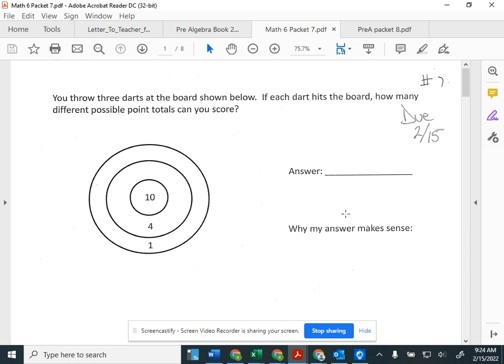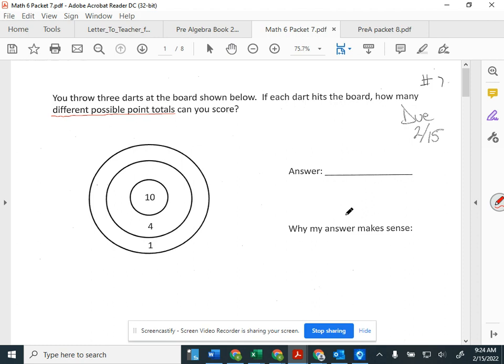Okay, let's look at math packet number 7. This first one says you throw 3 darts at the board, shown below. If each dart hits the board, how many different possible point totals can you score? So here's the key thing. How many different possible point totals can you score?